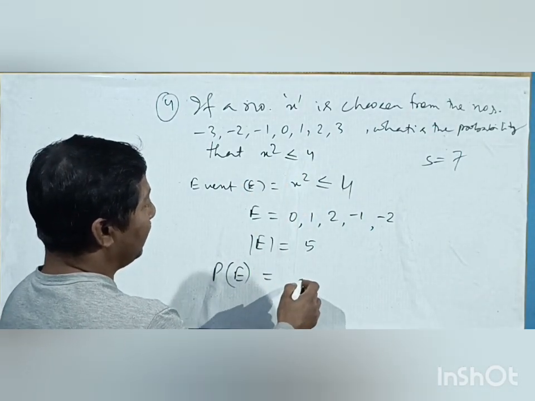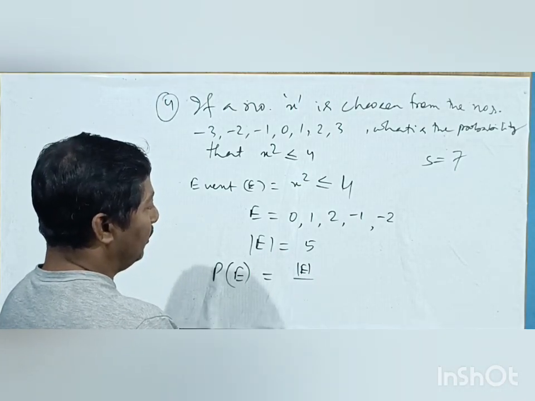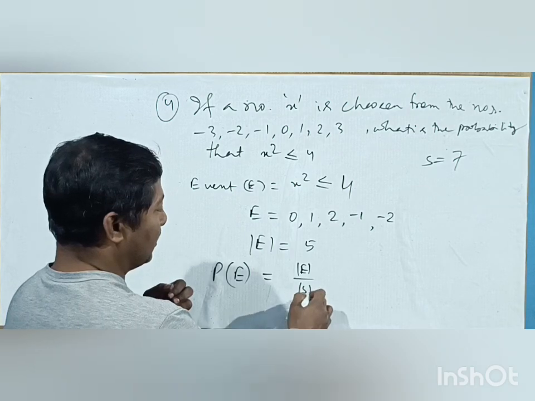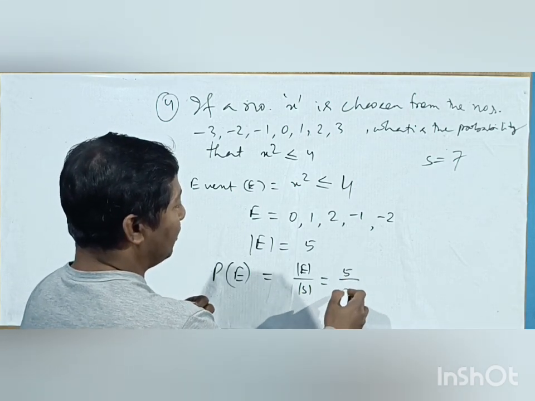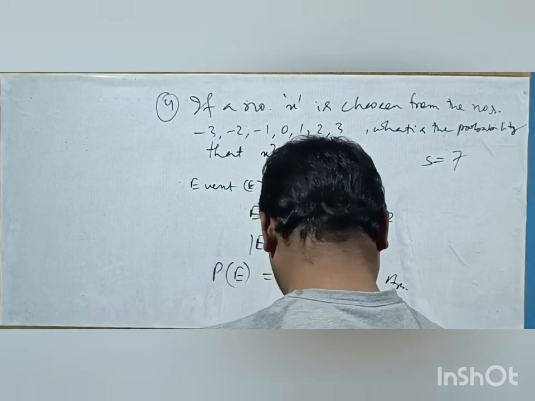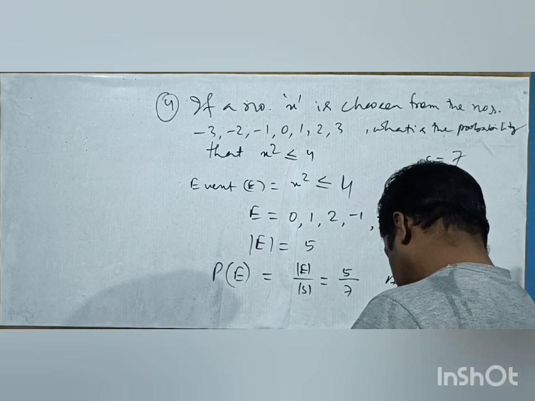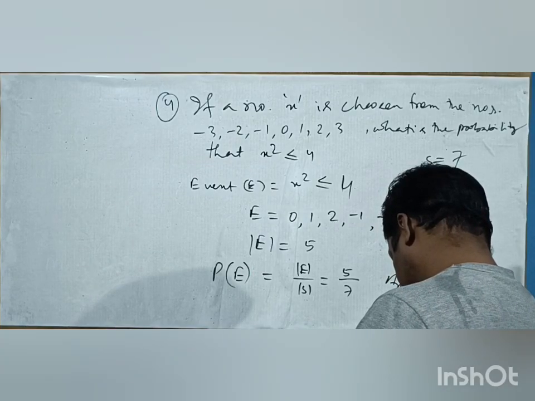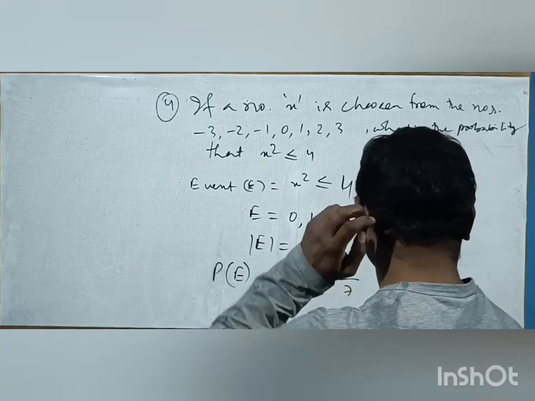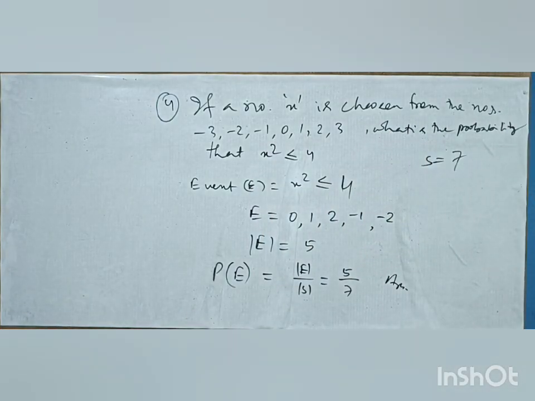So the probability of the event that x square is less than or equal to 4 is the number of events by the sample space. Number of events is 5 and sample space is 7. So this is the answer. This is the end of this part of the video.